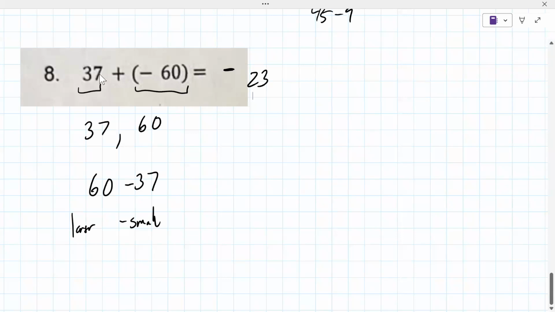I don't know where you're getting 53 from. 37 and 60. Oh, 60 minus 37, sorry. So it's 23. Yes, negative 23 is the answer.